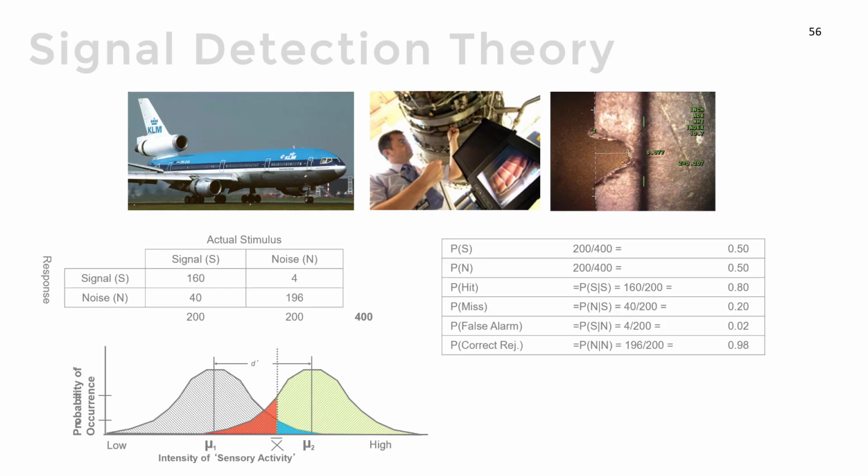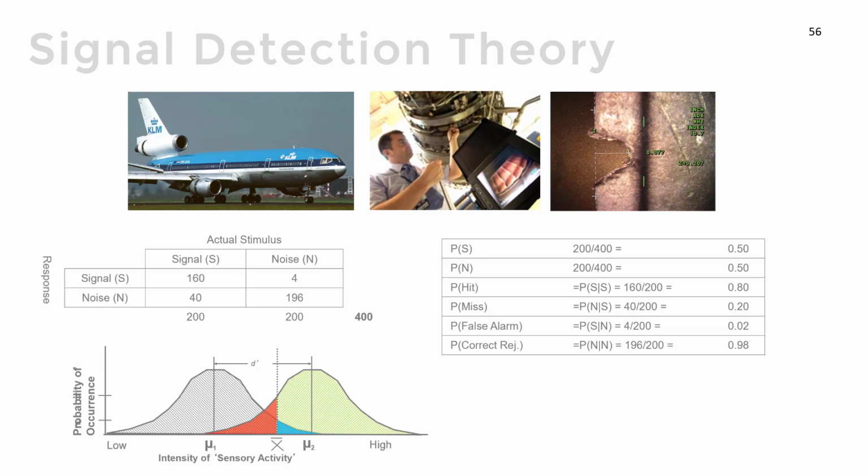The probability that the inspector would detect a defect, given that the defect was actually present, or make a hit, is 80%. And this was derived by dividing the number of hits made, which was 160, by the total number of actual defects present, which was 200. The probability that the inspector would miss, or detect noise, given that the defect was actually present, is 20%. And this was calculated by dividing the number of misses made, which was 40, by the number of actual defects present, which was 200.